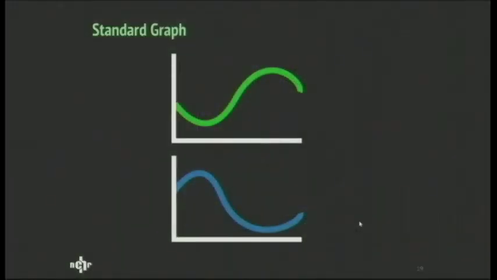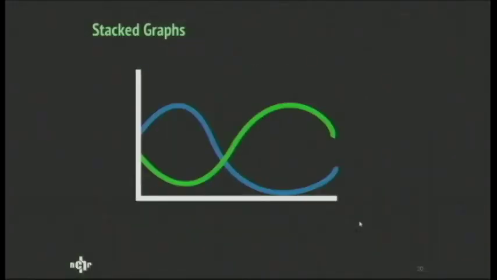As soon as you want to do cross correlations, then you want to add them on top of each other, and you can have stacked graphs. So you can see that there's an inverse relationship between line blue and line green.